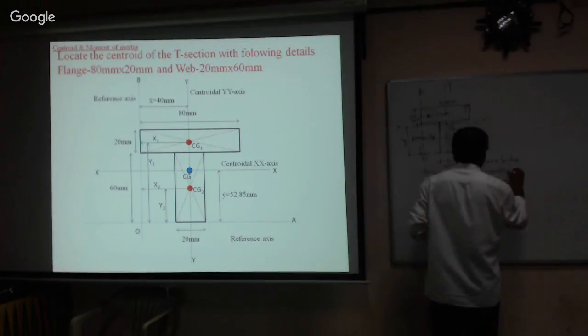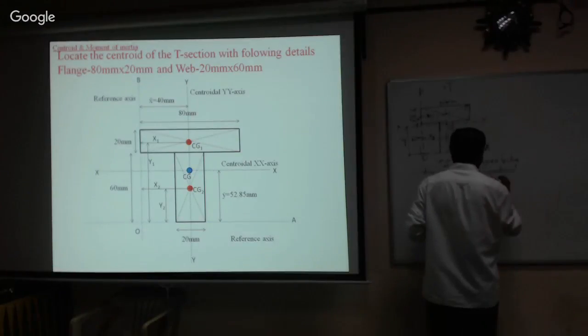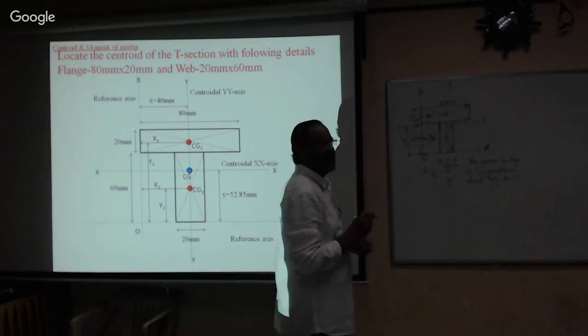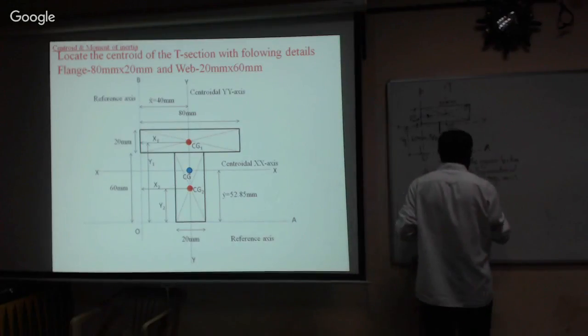Symmetrical about the y-axis is more important. The given section is symmetrical about the y-axis, isn't it? Therefore, x bar is equal to how much?